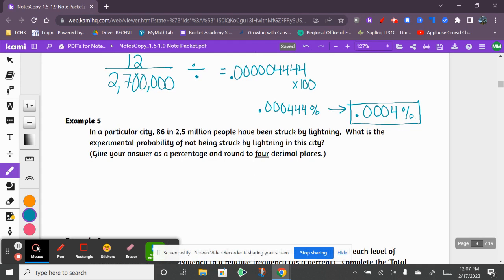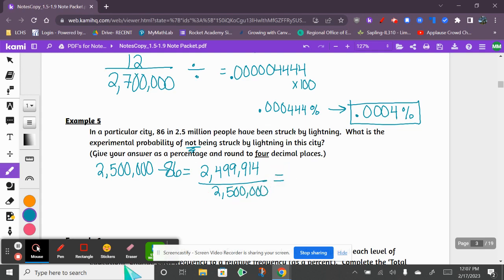For example 5, it says in a particular city, 86 in 2.5 million people have been struck by lightning. What is the experimental probability of not being struck by lightning in this city? So to find how many are not struck by lightning, we're going to take how many are. So that would be 2.5 million, and we're going to subtract the 86. So we get 2,499,914, and we're going to have that out of the 2.5 million.